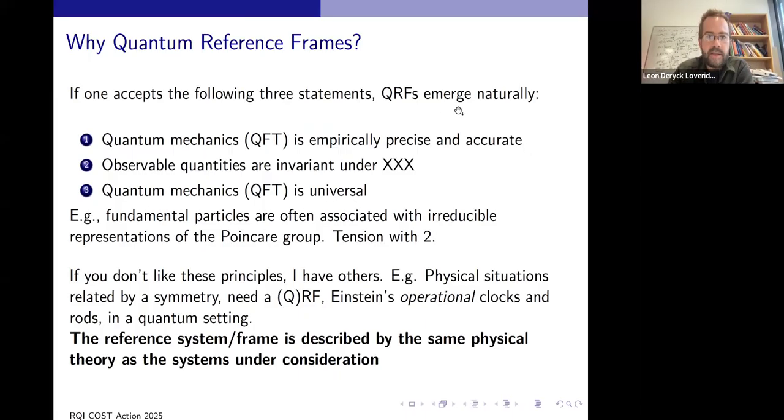There are many ways to motivate this subject. One way is to say that quantum mechanics, or maybe quantum field theory, is a good theory of the world. It's precise and accurate and it describes what we see. That's one starting point that we accept as a reasonable claim. I'll jump to number 3, which is maybe more controversial: that quantum mechanics or quantum field theory is somehow a universal theory. It describes everything, at least in principle. Number 2 is that what's truly observable in the world is somehow invariant under some symmetry group, some gauge group, something that we believe is a fundamental reason to say that those things which can be genuinely seen have to be invariant. This is probably the one that needs the most explanation. But if one accepts these three tenets, one is led naturally to the subject of quantum reference frames.